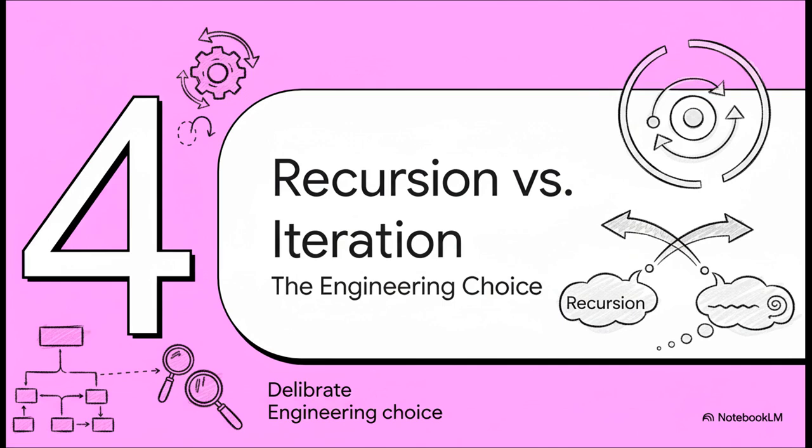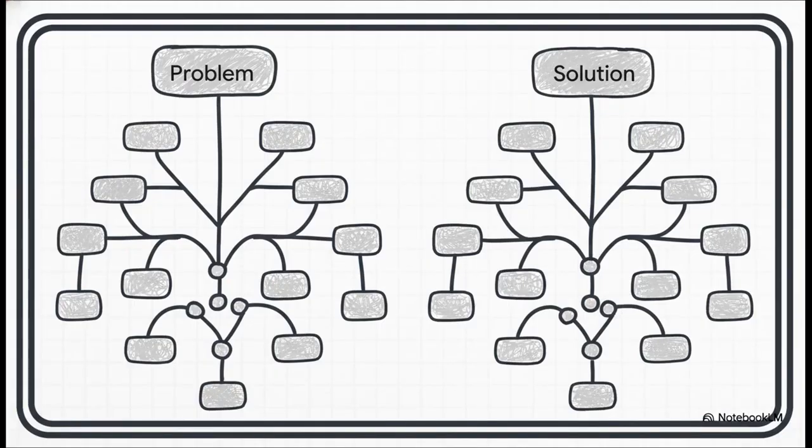All right, now that we have this mental model, we can finally tackle the big practical question. When should we actually use this? This brings us to the classic engineering showdown: recursion versus iteration. Recursion really shines when the problem you're solving looks like a Russian nesting doll. Things that are naturally hierarchical, like a file system or a family tree. In these cases, a recursive solution can directly mirror the shape of the data, which makes the code incredibly clean and easy to understand.